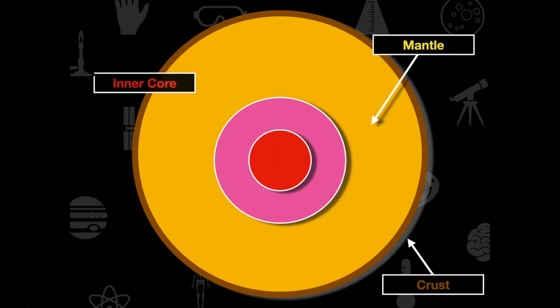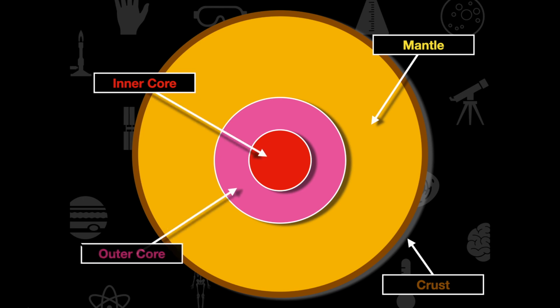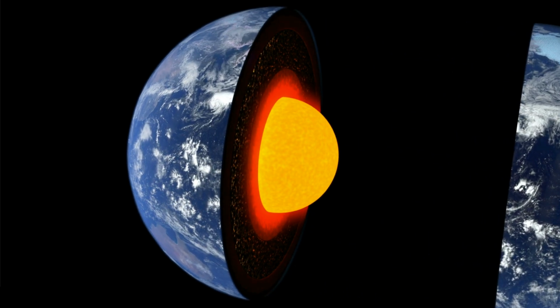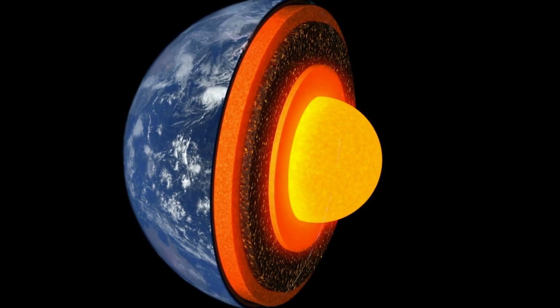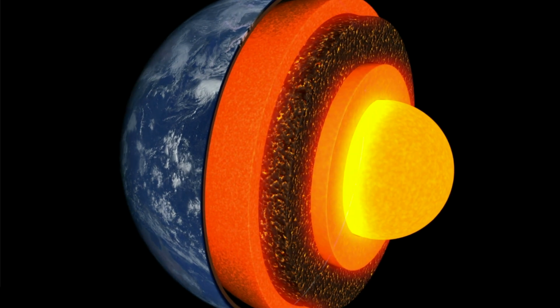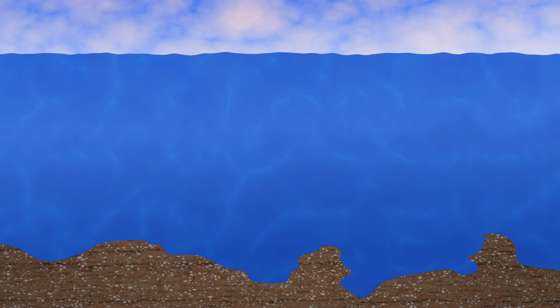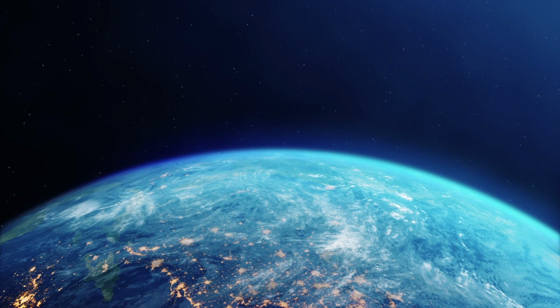Now the Earth's outer surface is made of the crust, a cold, thin, brittle outer shell made of rock. The crust is relatively thin compared to the radius of the planet. There are two different types of crust, and they each have distinctive physical and chemical properties. We have oceanic crust, and we also have continental crust.